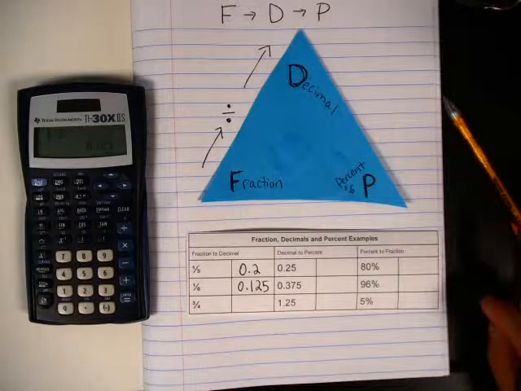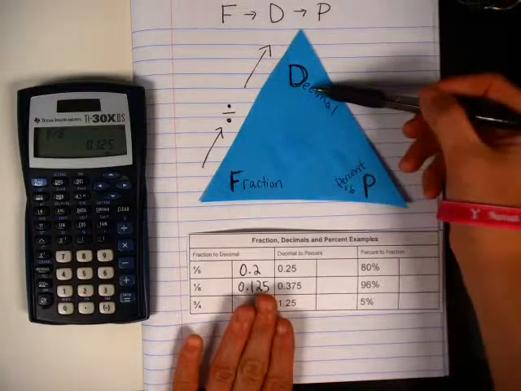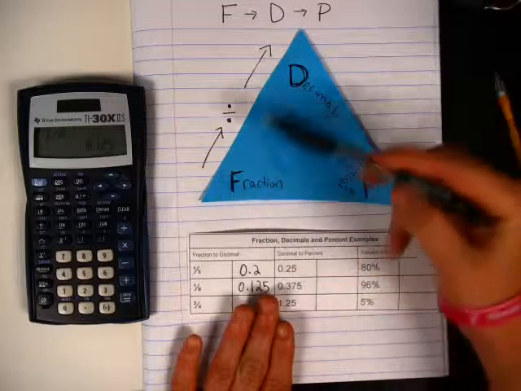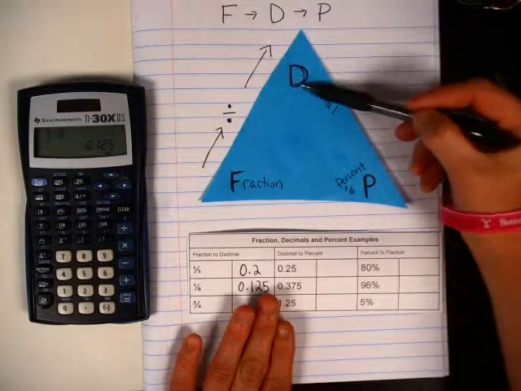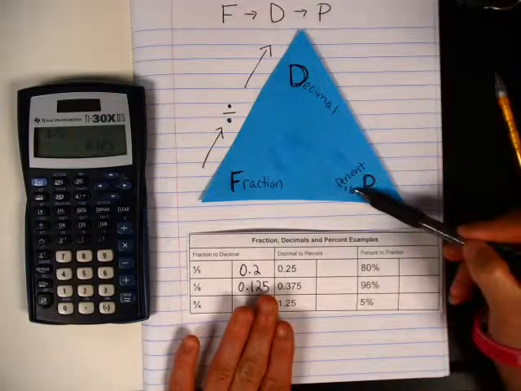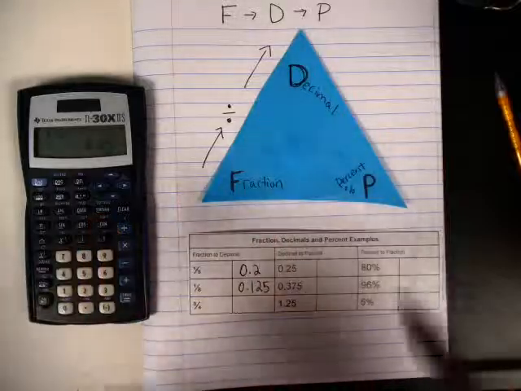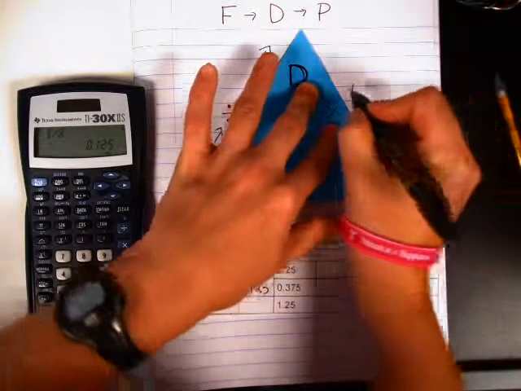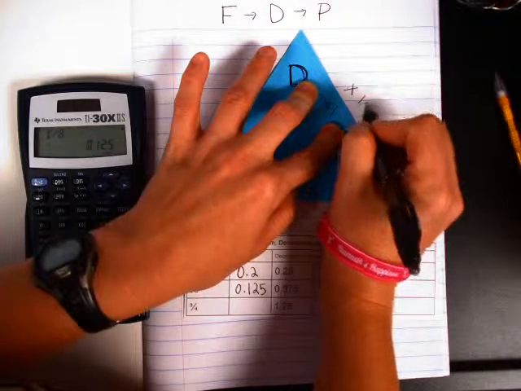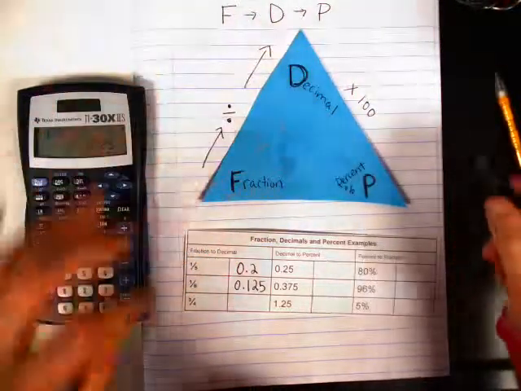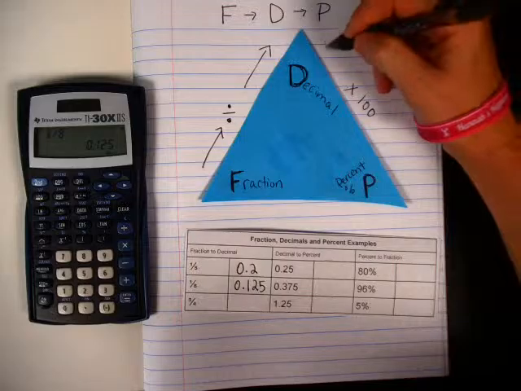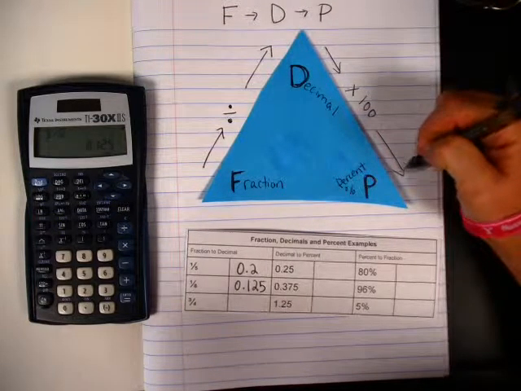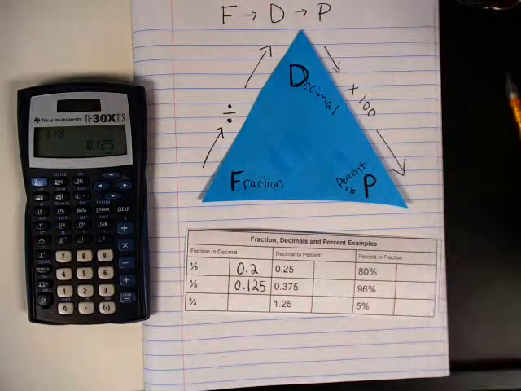Okay, now let's go from a decimal. Since we can get from a fraction to a decimal, let's go from a decimal to a percent. Alright, this one is quite easy as well. All you have to do is multiply by 100. So multiply by 100. That's how a decimal becomes a percent.